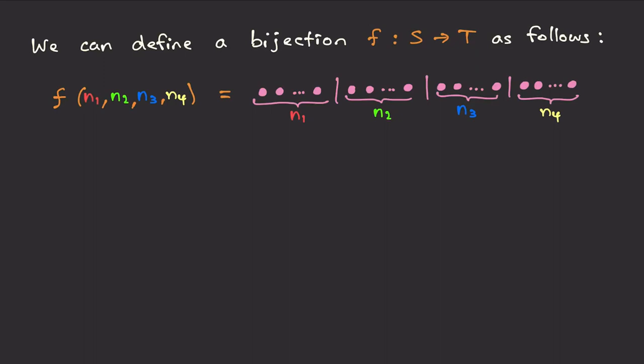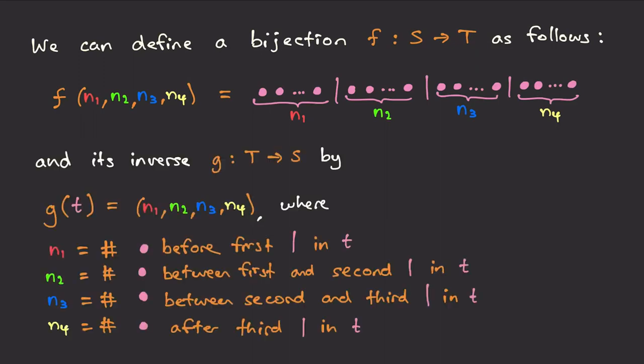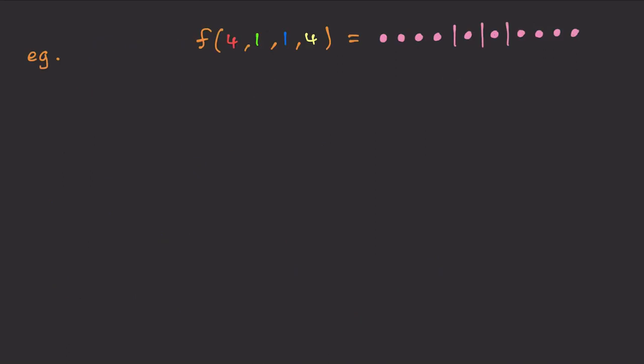By the way we defined F, the way you would work out the inverse of a string is to let n1 be the number of dots before the first divider, n2 be the number of dots between the first and second divider, and so on, and n4 is the number of dots after the last divider in the string. Both those definitions are on the abstract side, but if you apply them in individual examples, they shouldn't be too hard to understand. For instance, F of 4, 1, 1, 4 will be a string with 4 dots, a divider, a dot, a divider, a dot, a divider, and 4 dots.